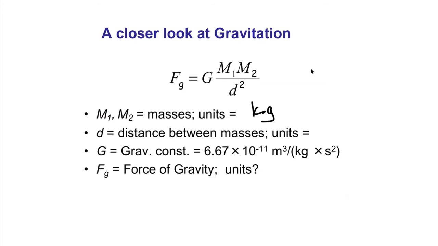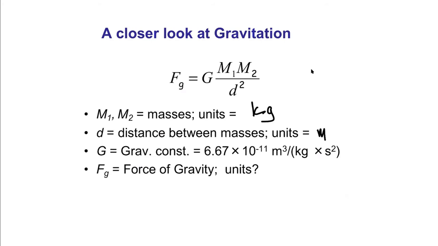Okay, d, of course, is that d squared is in the denominator. And of course, this is the distance between the two objects. This is a unit of length. So we could use meters or kilometers or inches or light years or whatever we wanted.